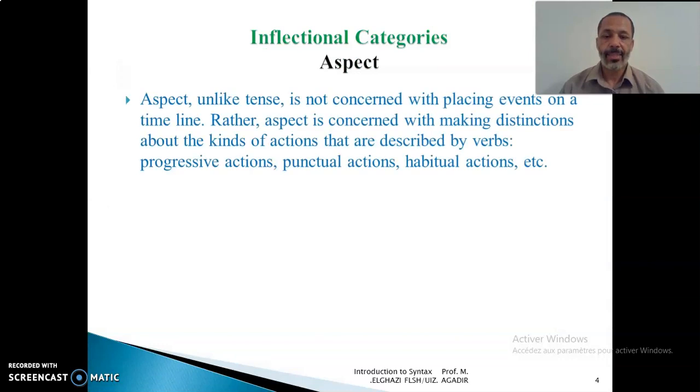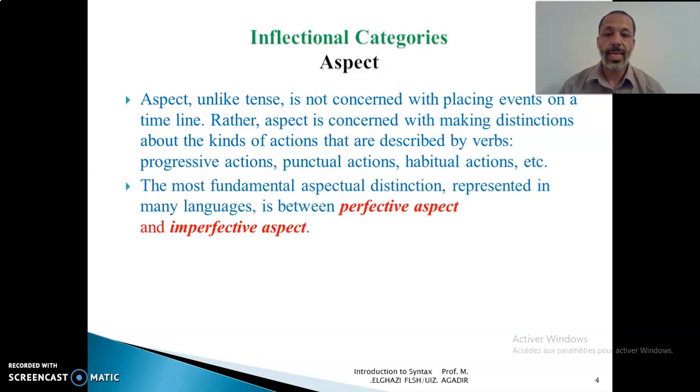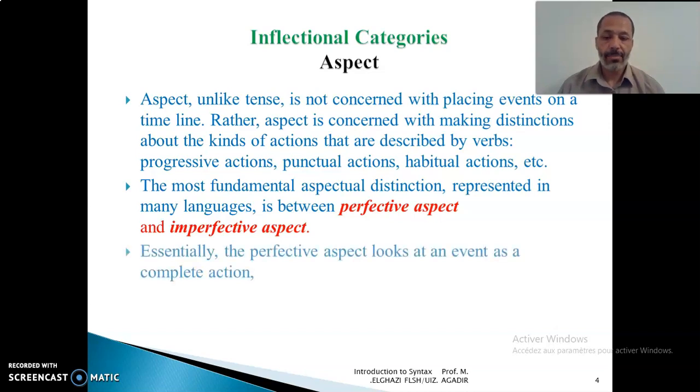Aspect is the second inflectional category. Unlike tense, it is not concerned with placing events on a timeline. Rather, aspect is concerned with making distinctions about the kinds of actions that are described by verbs. So the action can be progressive, punctual, habitual, and so on. The most fundamental aspectual distinctions that exist are represented in many languages by the perfective aspect and the imperfective aspect.